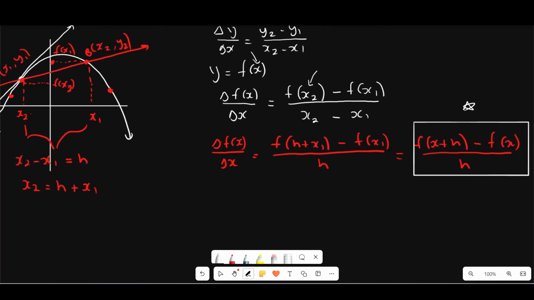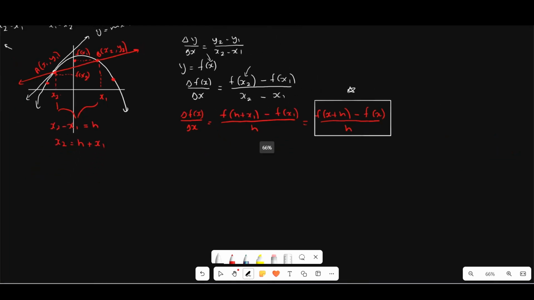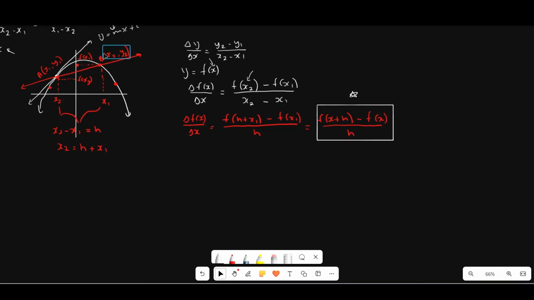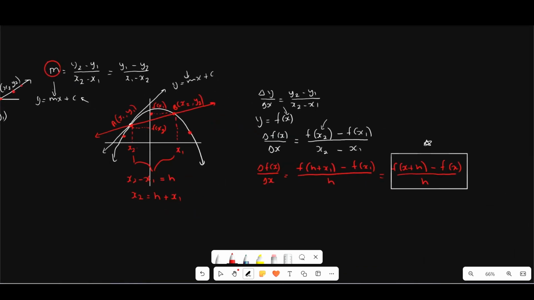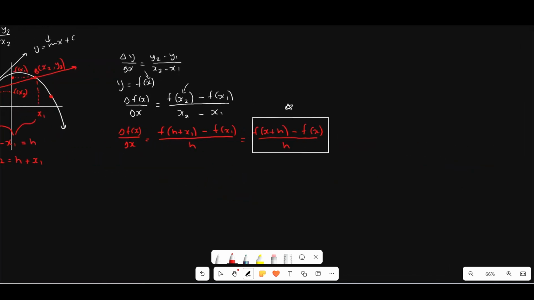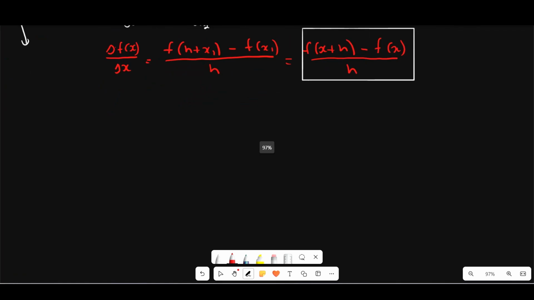Now, the gradient between 2 points will not be considered a constant line, as what we did here. This one was a constant line, so basically that means I could have used any 2 points on the graph and still get the same gradient, using any point on the straight line.